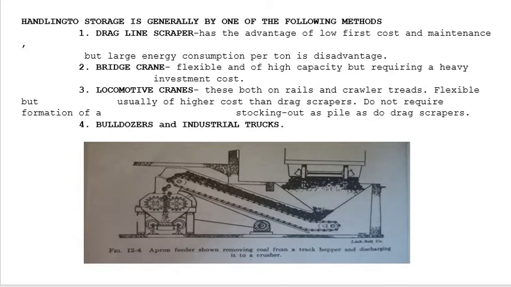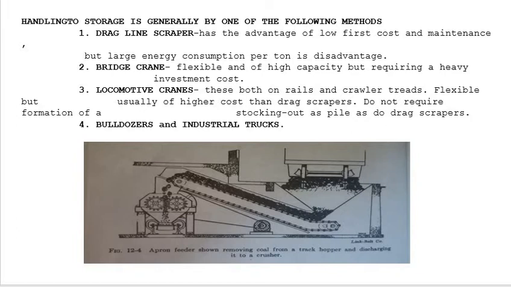Third are the locomotive cranes, on both rails and crawler treads. They are flexible but usually higher in cost than drag scrapers. Scrapers do not require formation of a stockpile as drag scrapers do. So this one is also expensive. Fourth are the bulldozers and industrial trucks.